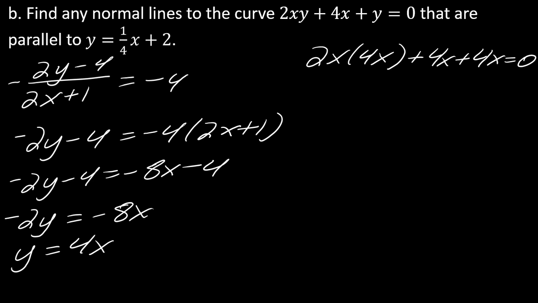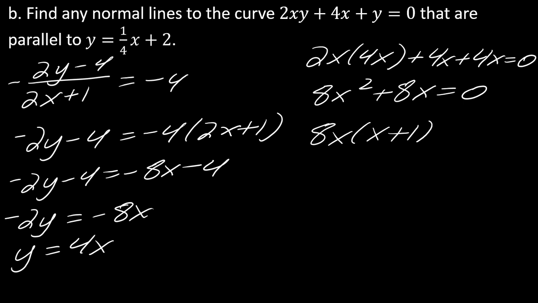So let's just work this out. I get 8x squared plus 8x equals 0. And hey, I can totally solve this. This becomes 8x times x plus 1 equals 0. So I get x equals 0 or x equals -1. These will be the 2 points then that, if you plug these in, will get us that slope of -4.